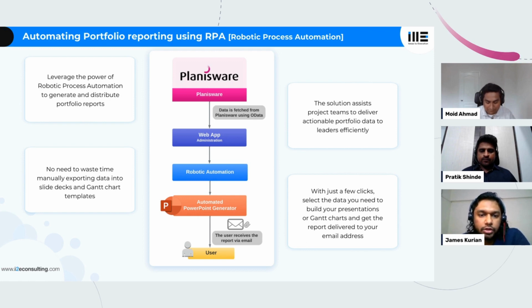So one of our customers had this use case wherein they were generating PowerPoint reports and Gantt charts, and they were doing it manually by going to Planisware, exporting into Excel, and then feeding the data in the right format for the template for these tools. And it was extremely time consuming. So they looked to us for a solution, and since we had OData, we were able to build a solution around that. So we created this web app along with robotic automation.